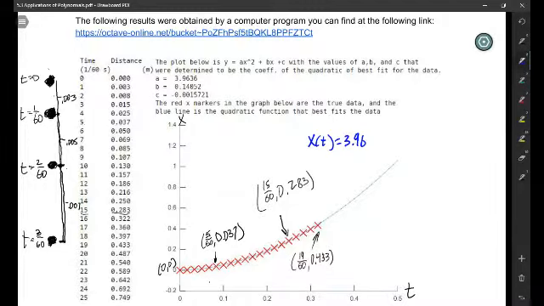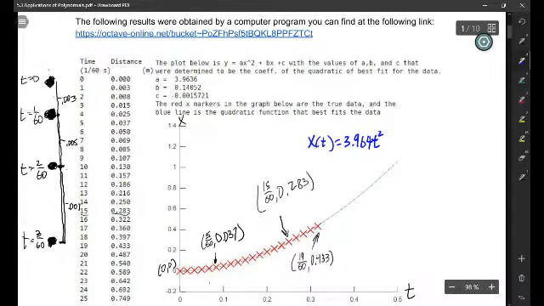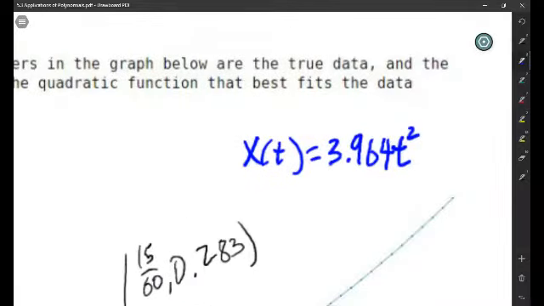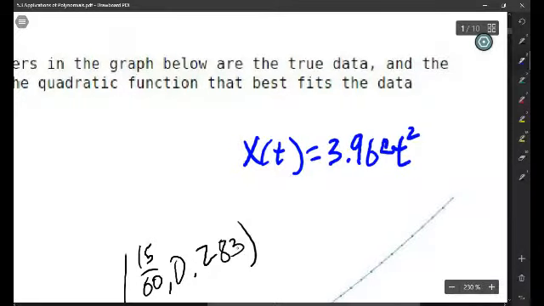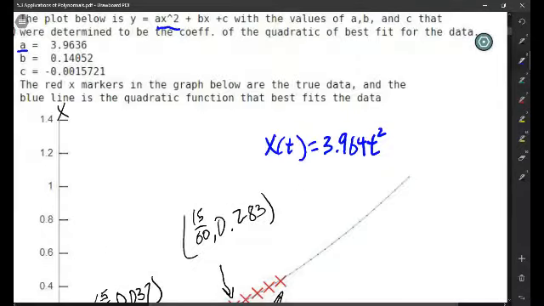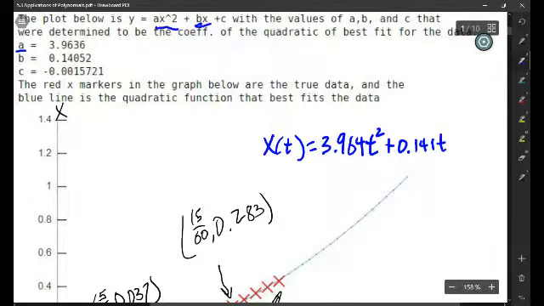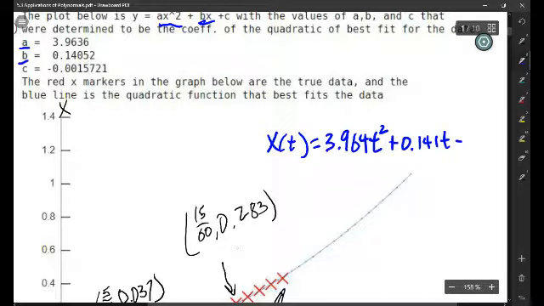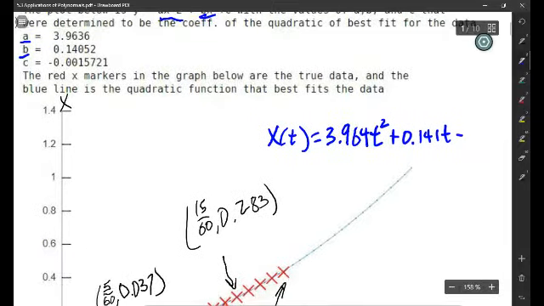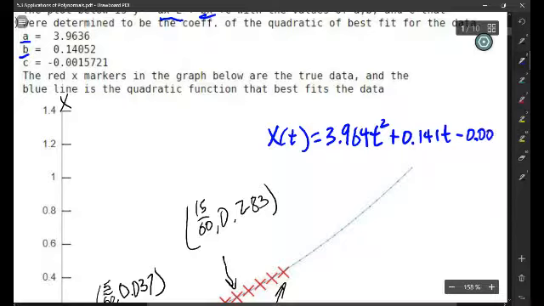So 3.964 t squared from here and from here. And let me make it clear that this is a 4. Then we have 0.140, and the 5 rounds that 0 to 1. So plus 0.141 t. All right, so that term is good. And then c is minus 0.01, and the 5 will round that to 2. So minus 0.002.